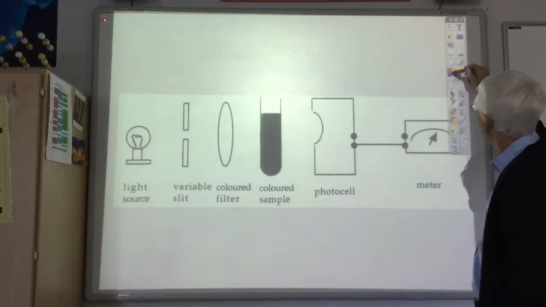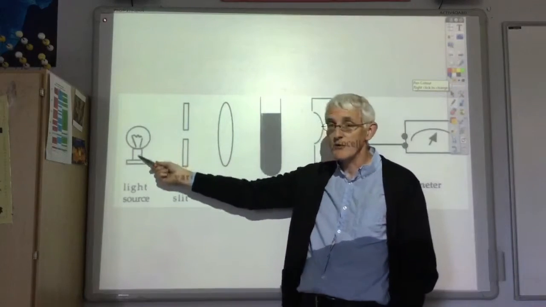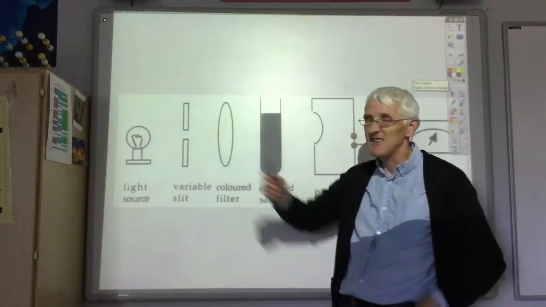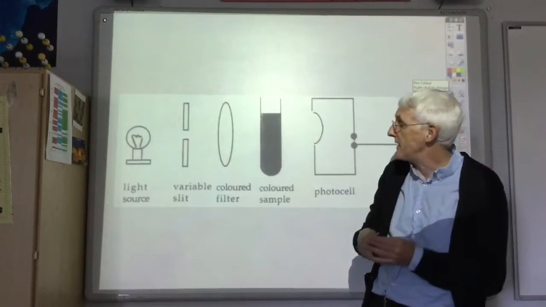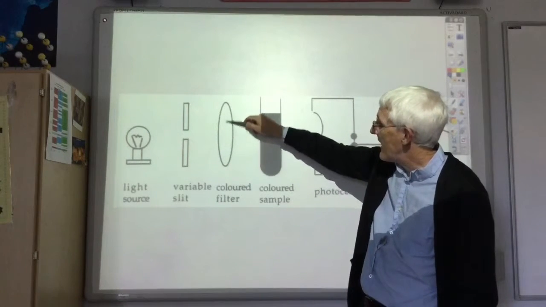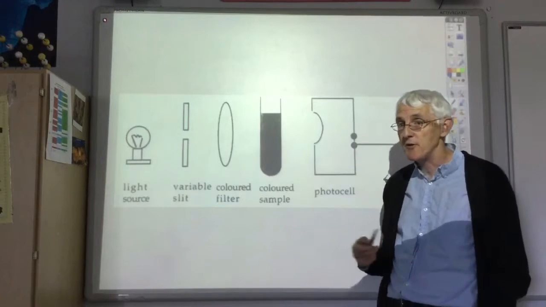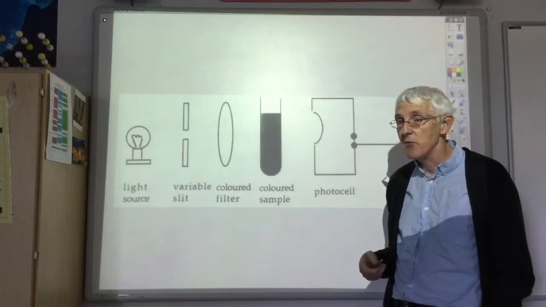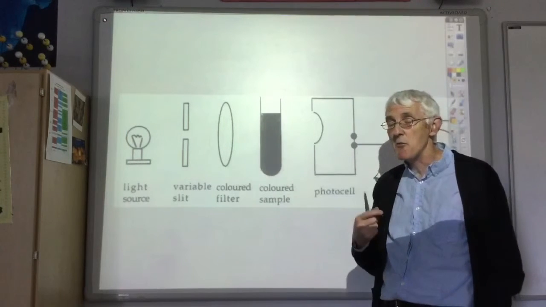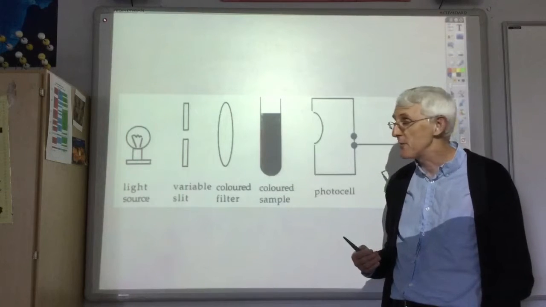So this is what a colorimeter is made up of. We've got a source of white light, and that passes through a slit to get a nice narrow beam of light. This beam of white light then is passed through a coloured filter. Now you choose what filter to use, and what you usually do is you put in a filter and it removes all the light that the sample does not absorb.